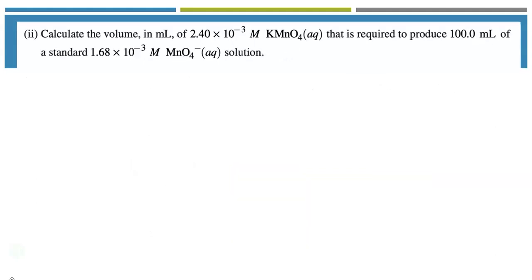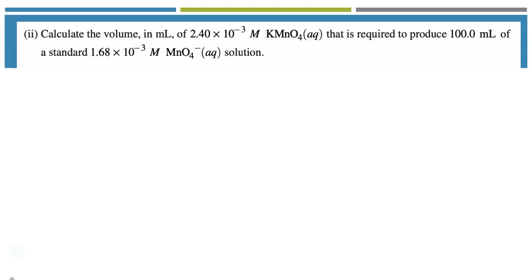Part 2 of part B says, calculate the volume in milliliters of 2.40 times 10 to the minus third molar potassium permanganate solution that is required to produce 100 mL of a standard 1.68 times 10 to the minus third molar permanganate solution. Remember, this permanganate solution is coming from the potassium permanganate, so it's all about the permanganates. The potassium ion here is a spectator. Sometimes students get confused by that.